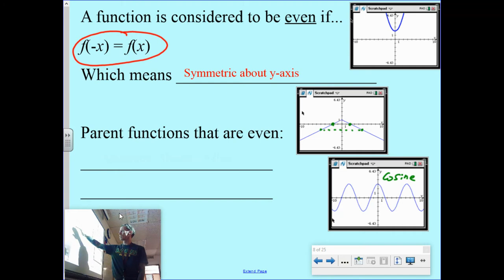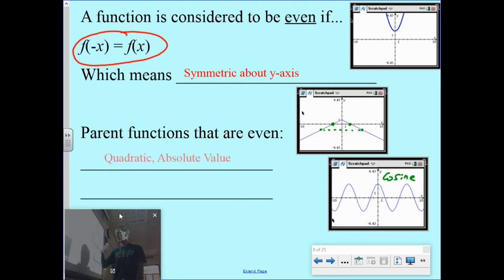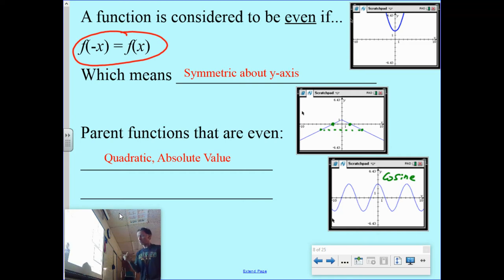The parent functions that are even, you should know this for your test, are quadratic and absolute value. Are all quadratic and absolute value functions even? No. If they're shifting left and right or something else is going on, then they're not even anymore. But the parent functions definitely are. So if you see a graph and it's symmetric, if the y-axis chops it in half, a mirror image on both sides, then that means it's even.